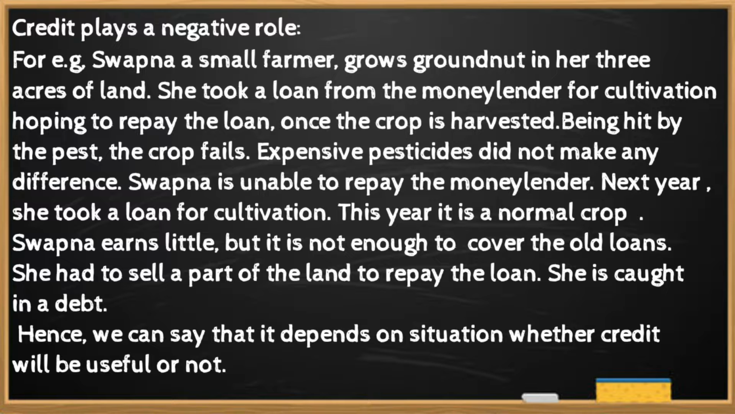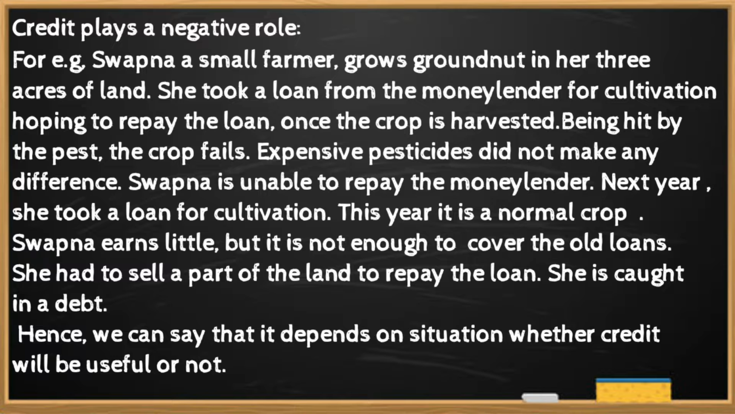Credit plays a negative role. For example, Swapna, a small farmer, grows groundnut in her 3 acres of land. She took a loan from the moneylender for cultivation, hoping to repay the loan once the crop is harvested. Being hit by the pest, the crop fails. Expensive pesticides did not make any difference. Swapna is unable to repay the moneylender.